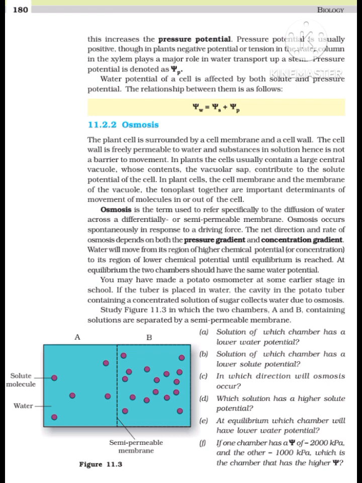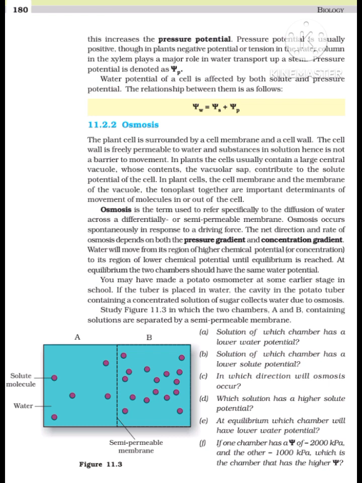Solution of which chamber has a lower solute potential? C. In which direction will osmosis occur? D. Which solution has a higher solute potential? E. At equilibrium, which chamber will have lower water potential?